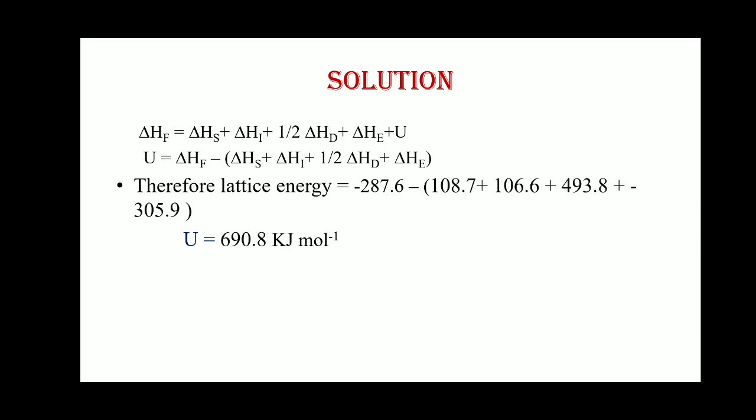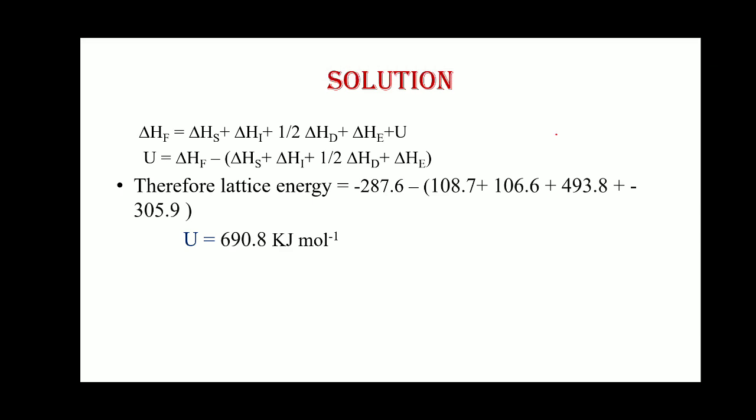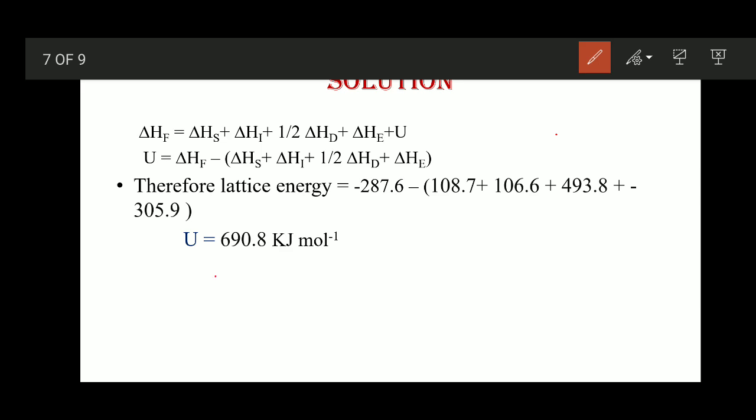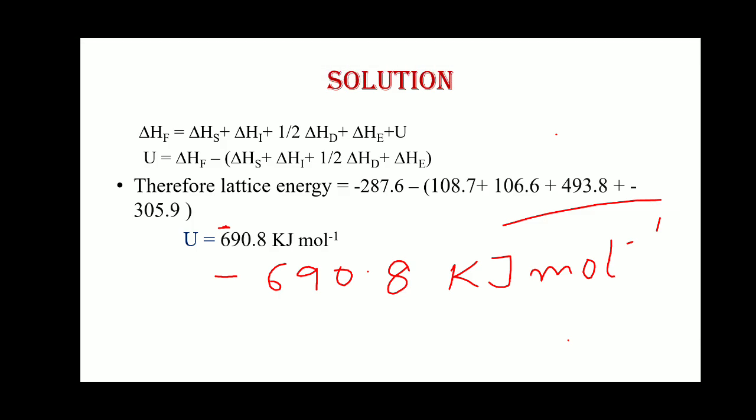Now here the lattice energy comes out with a negative sign. So we will write here negative 690.8 kilojoules per mole, because lattice energy always comes with a negative sign. Clear? So this is how we can calculate the lattice energy. Let's see the next numerical.